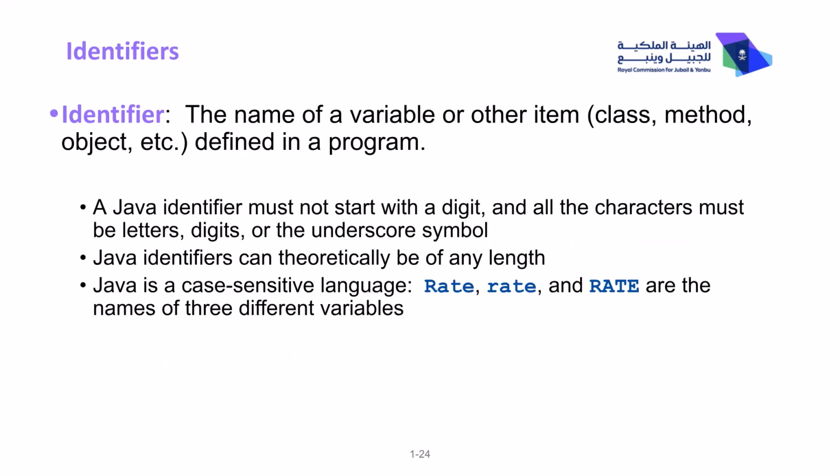An identifier names a variable, class, method, or object. A Java identifier cannot start with a digit and must consist only of letters, digits, or the underscore symbol. Java is case-sensitive, meaning rate and Rate are distinct identifiers.